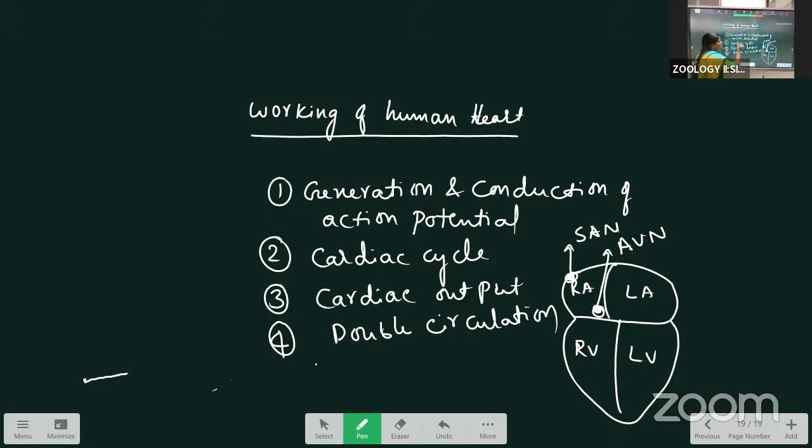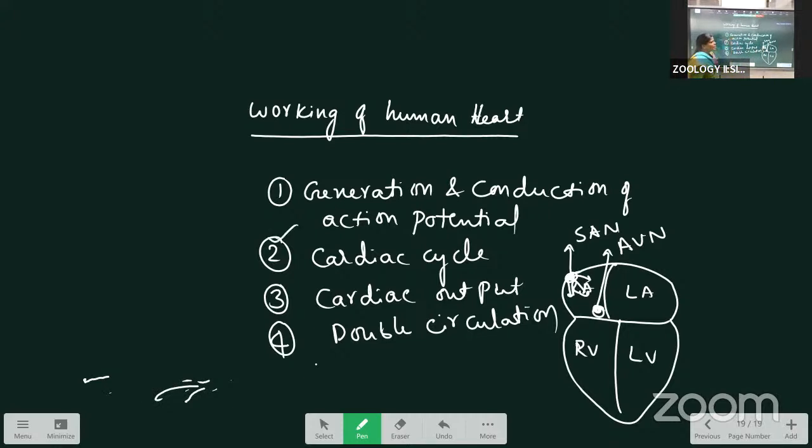Generation and conduction of action potential is mainly by the sinoatrial node, which generates the action potential. With that generation, the atria undergo contraction. Atria and ventricles contract when the action potential is generated. So the first step in the working of the heart is the generation and conduction of the action potential, generated by the SA node. This one is the first.